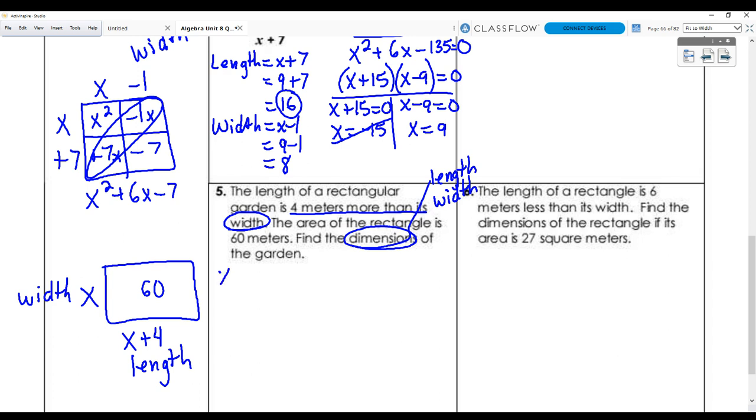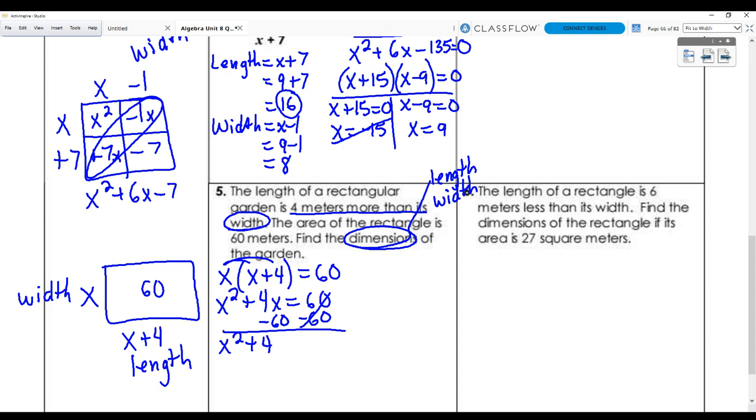So we have x times x plus 4 equals 60. Distributing the x, we have x squared plus 4x equals 60. And use any method you want that we've learned in class. I'm going to subtract 60 from both sides. And we have x squared plus 4x minus 60 equals 0.